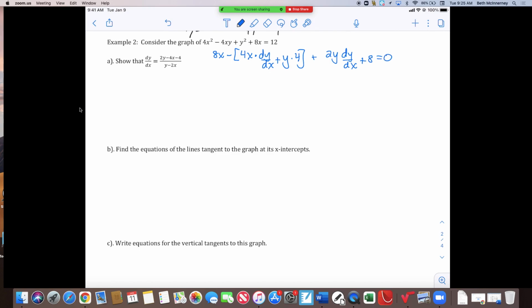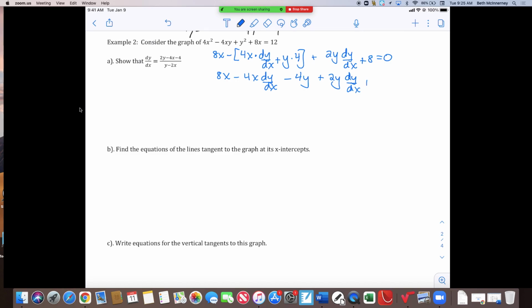Okay, this is going to be the most common mistake made, is not distributing that subtraction sign across the product rule. So check it and correct it if you need to. So that'll be 8x minus 4x dy/dx minus 4y.